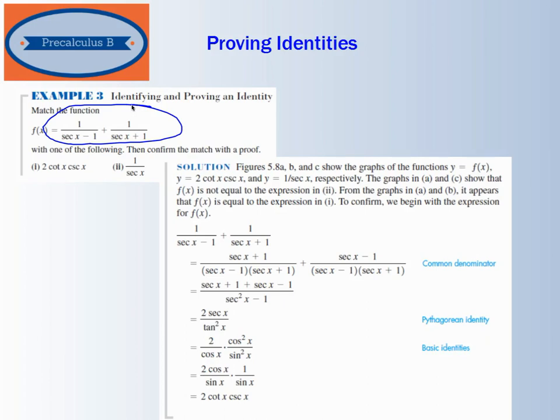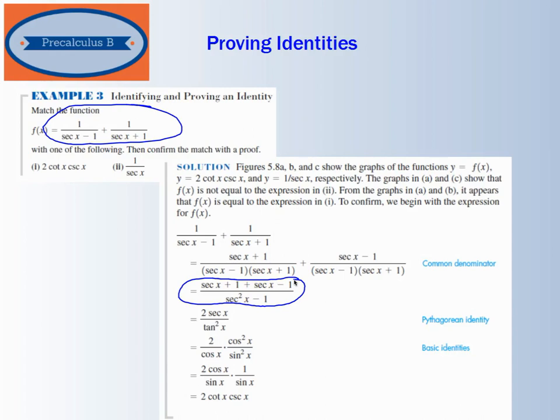So the first one, 1 over secant x minus 1, we're going to multiply times secant x plus 1 over secant x plus 1. And for the second one, we're going to do secant x minus 1 over secant x minus 1. In doing that, we're going to be left with this expression right here. When we multiply secant x minus 1 times secant x plus 1, we get secant squared x minus 1.